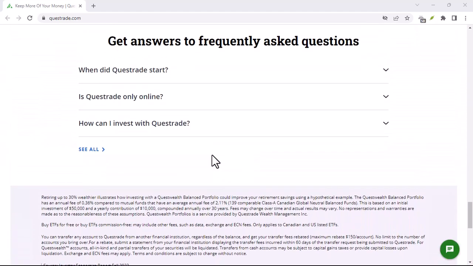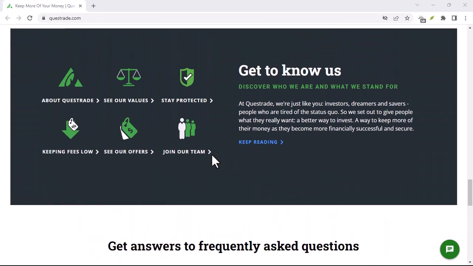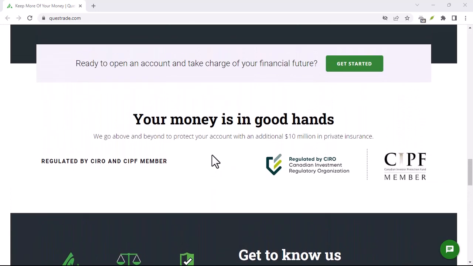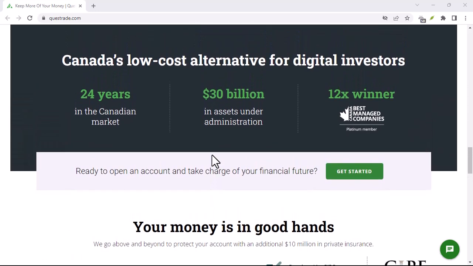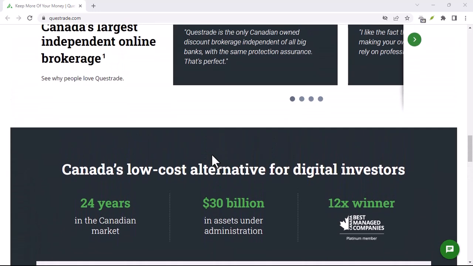Now that you know about the different types of accounts you can open with Questrade, it's time to decide which one is right for you. Consider your investment goals and risk tolerance when making your decision.